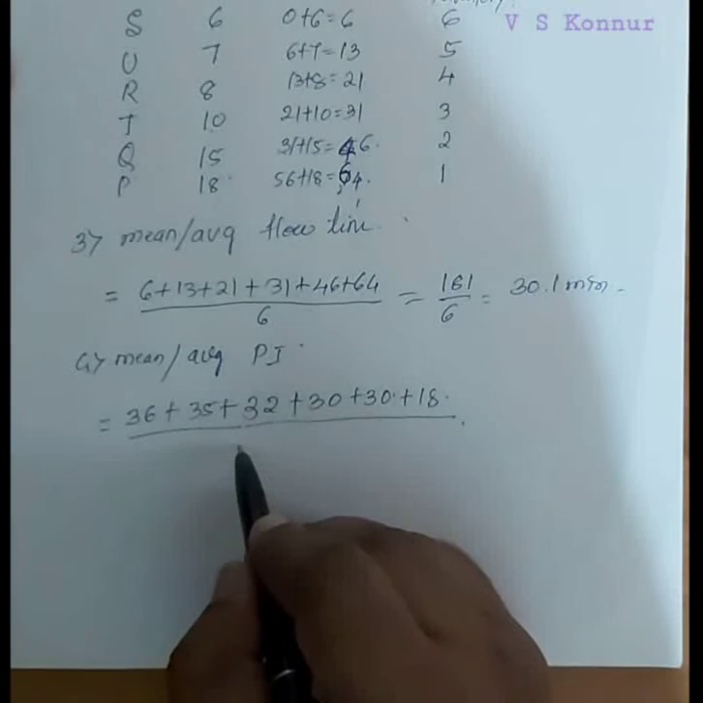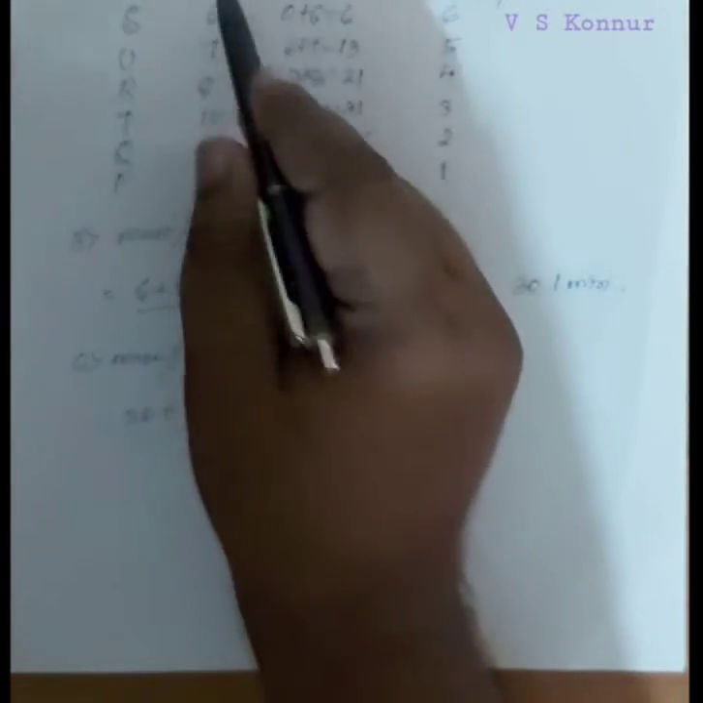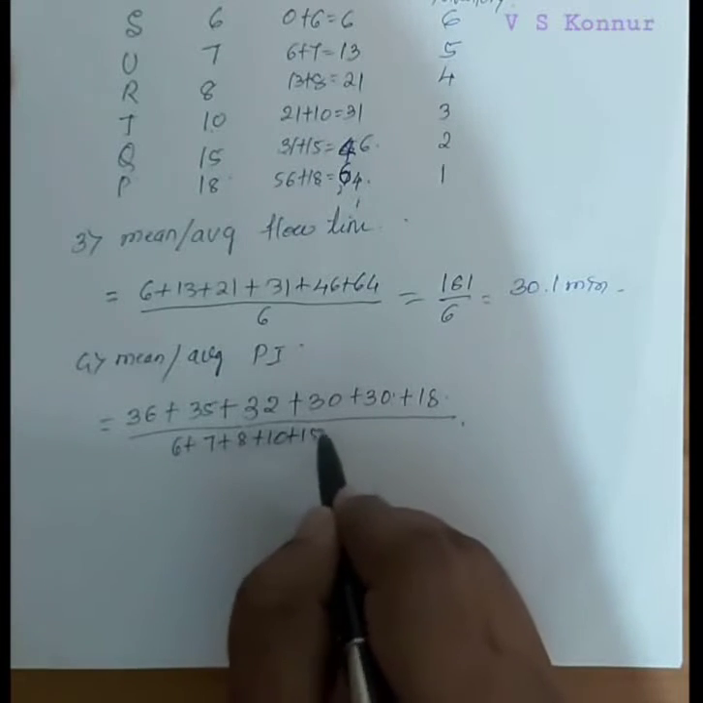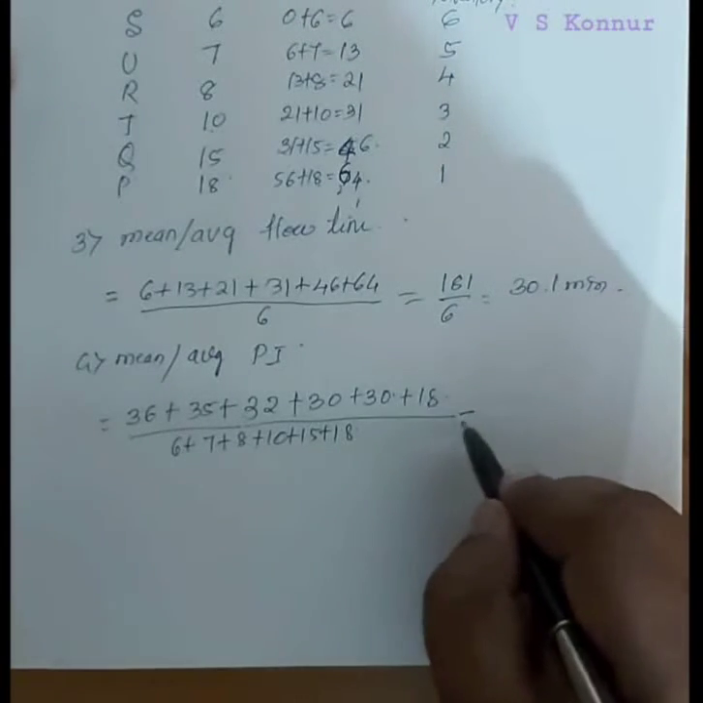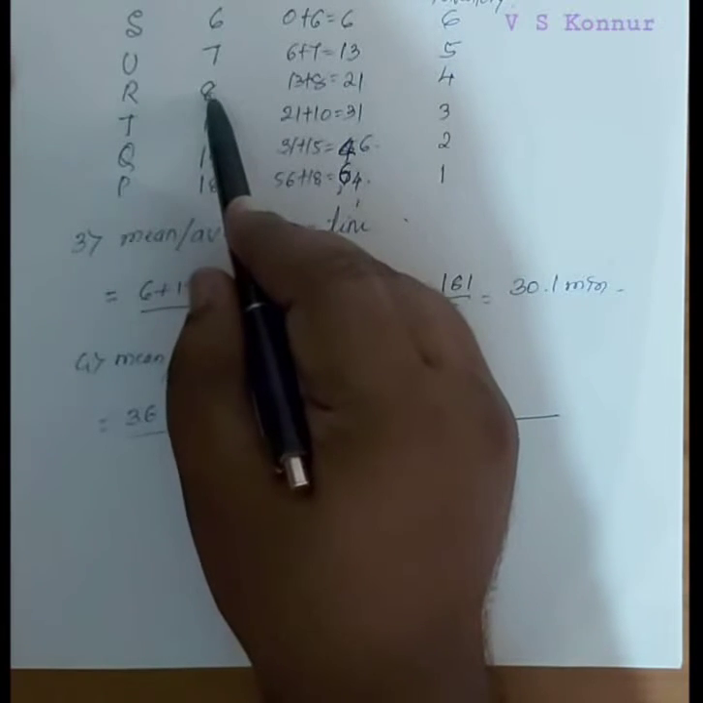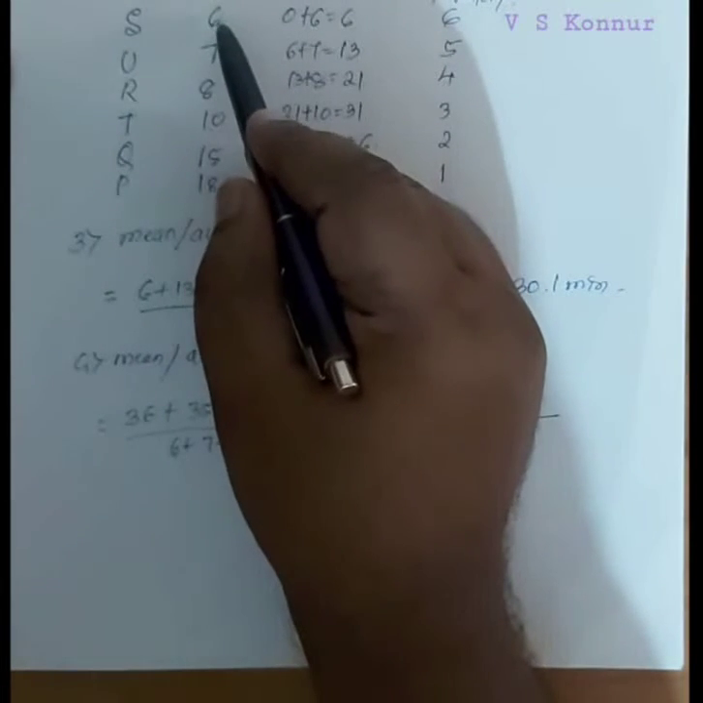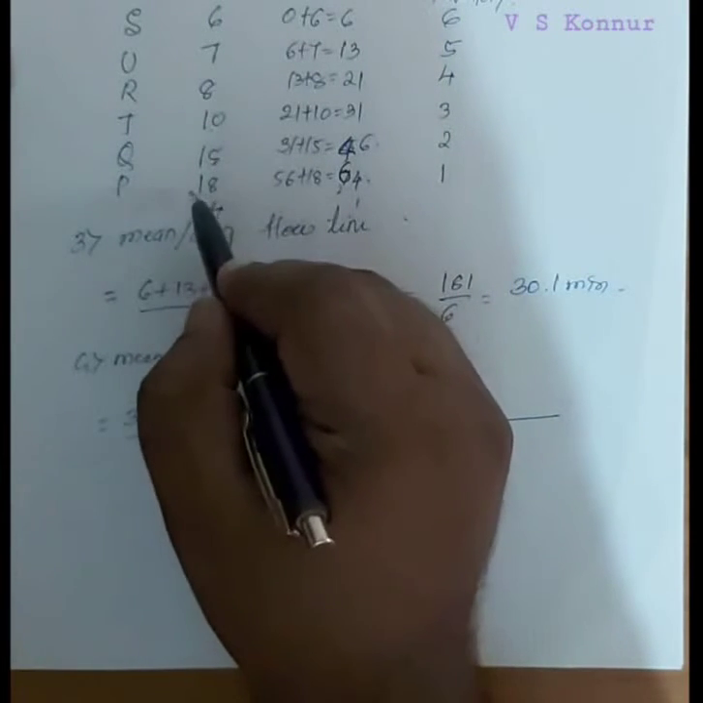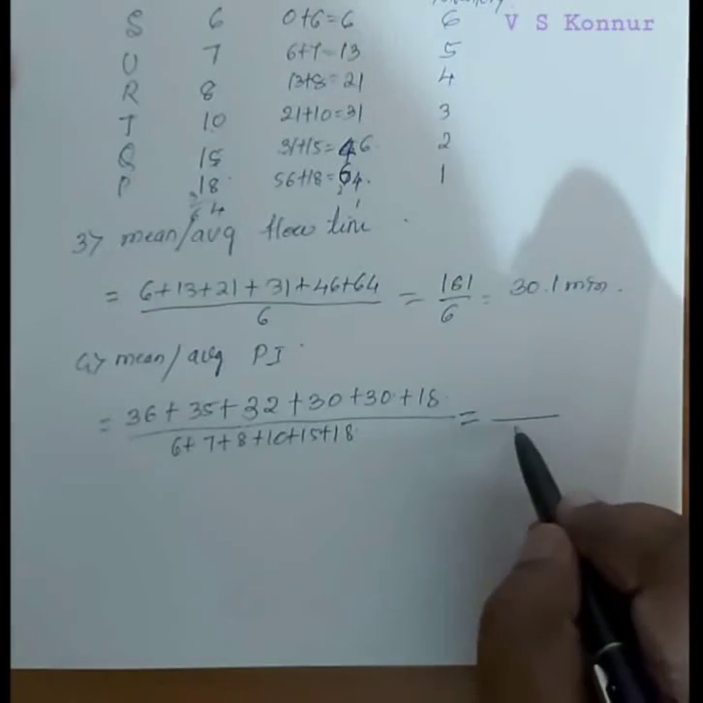Now the whole divided by total processing time. This is the processing time: total processing time 6 plus 7 plus 8 plus 10 plus 15 plus 18. If you add all these, 8 plus 5 is 13, 13 plus 8 is 21, 28, 28 plus 6, 64, sorry, 3 plus 1 is 4, 4 plus 1 is 5, 5 plus 1 is 6. So in total you will get 64.